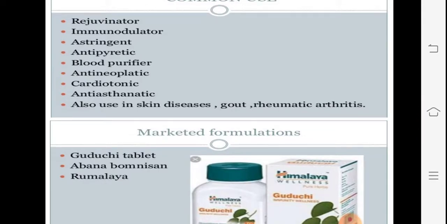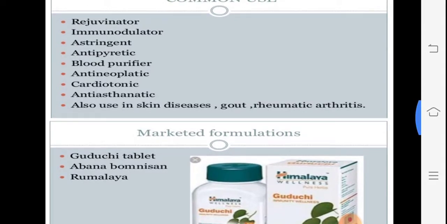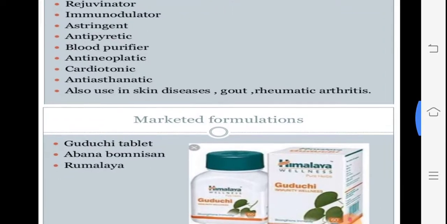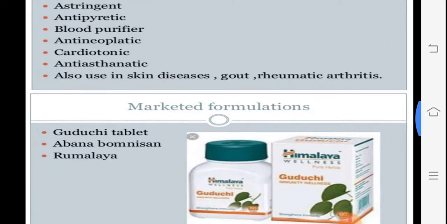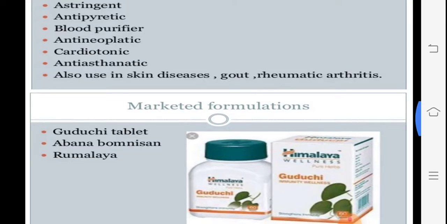Anti-neoplastic, neo means related to nervous. Then cardiotonic, cardio means the heart, generally it is tonic to the heart. Then anti-asthmatic, asthmatic means the trouble in the breathing, and also used for the skin disease, rheumatic arthritis, and so on.